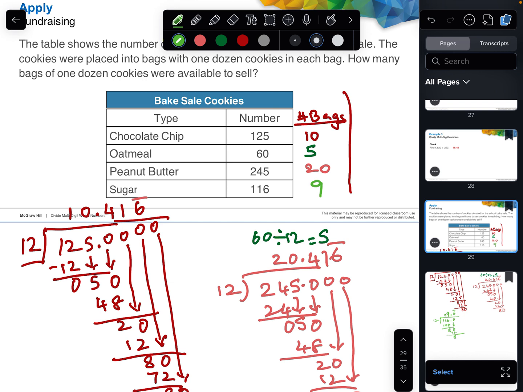So how many bags of 1 dozen cookies were available to sell? What you could do is you add all of these up. That's 39 and 5, 44. Another way to do them would be to add all of the bags up and then divide that by 12.